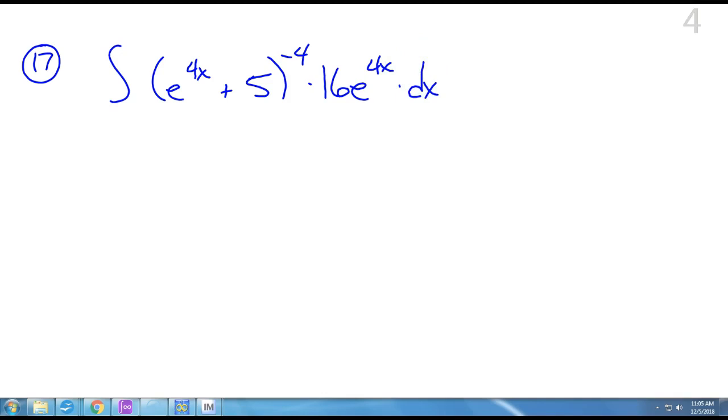So again, it might be easier to start with what's the little guy. This whole thing is being raised to the negative 4th power. So it makes sense to me to start with, let's see if this is the little guy and this is the big guy. Well, if I make this the little guy, what's the derivative of e to the 4x? E to the 4x times 4, right? And out here I've got e to the 4x times 16. So I can work with that. So this is my big. My little is e to the 4x plus 5.